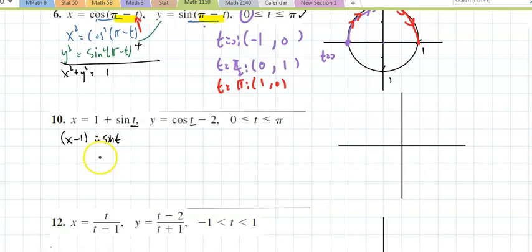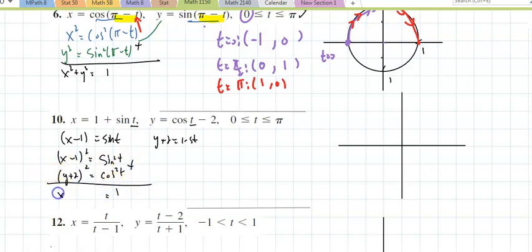Sine squared is going to equal x minus 1 squared. And here, y plus 2 equals cosine of t. So cosine squared of t is actually y minus 2 plus 2 squared. And if I add those, 1 will equal x minus 1 squared plus y plus 2 squared. So again, it's a circle. But this circle is centered at 1, negative 2, right there. And the radius is 1. So I'm going to move 1 in all directions. And the circle will look something like this.